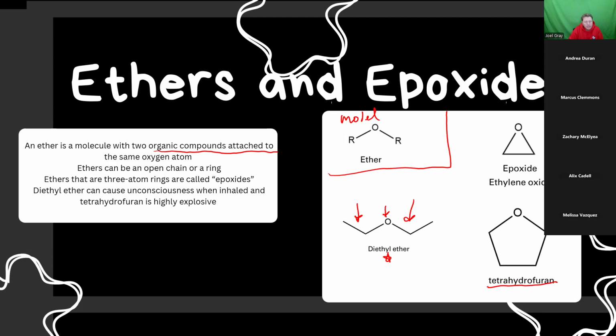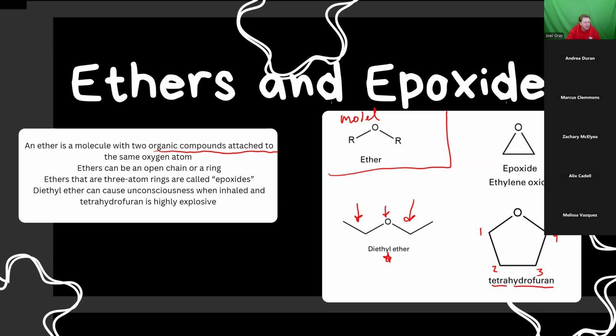Tetrahydrofuran is an example of an ether. 1, 2, 3, 4. This is a five-membered ring. Five atoms make up the ring. Four of them are carbon, and that's where our tetra comes from. Hydrofuran is a specific name that's designated for compounds that are five-membered rings with oxygen as one of the members.